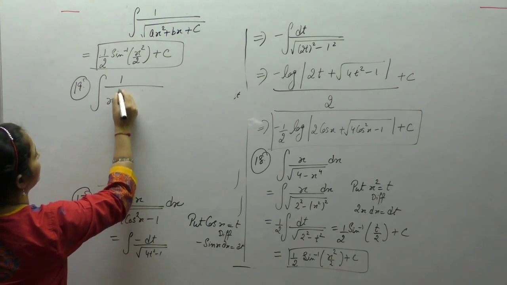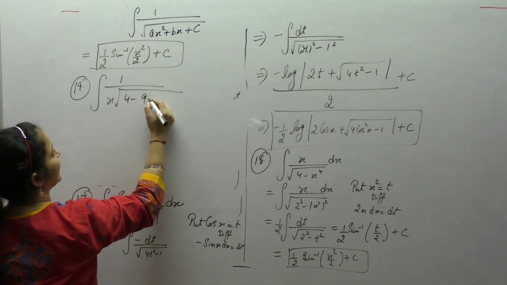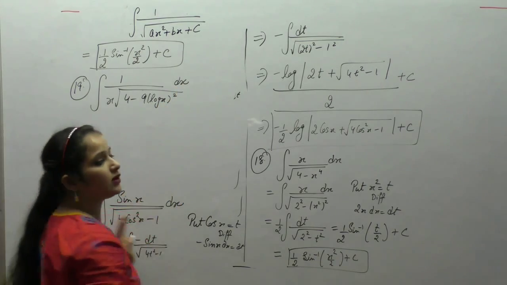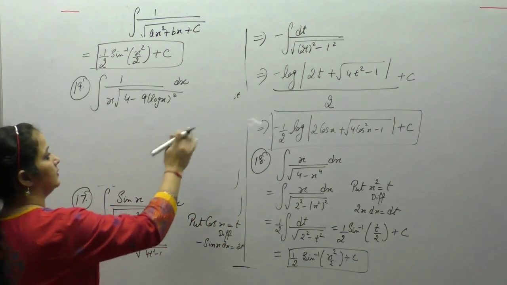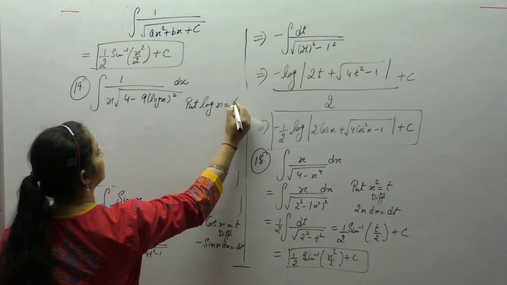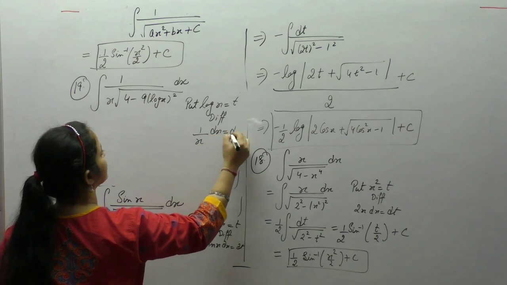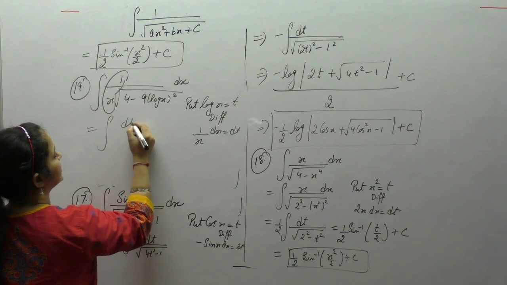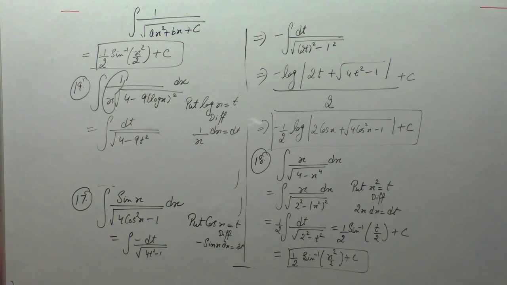Integral of 1 upon x into square root of 4 minus 9 (log x) square. Now the derivative of log x is 1 upon x, so put log x as t. Derivative of log x is 1 upon x dx, so 1 upon x dx is dt upon square root of 4 minus 9t square.